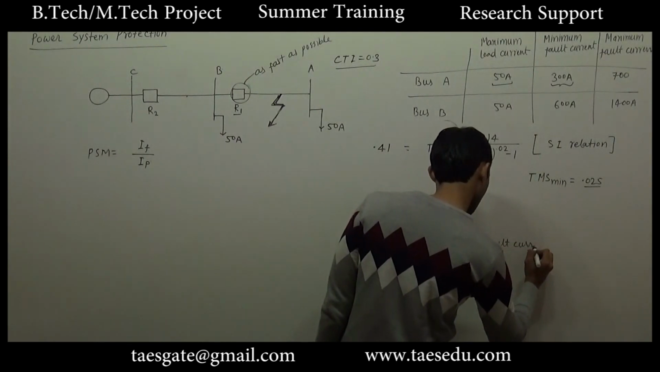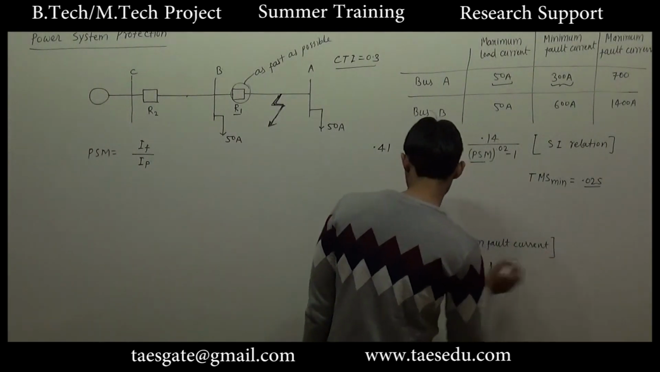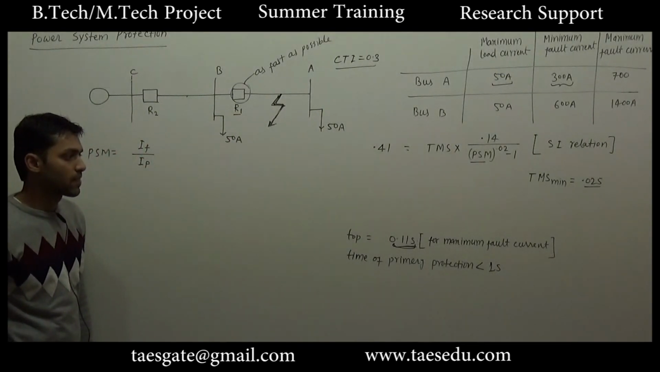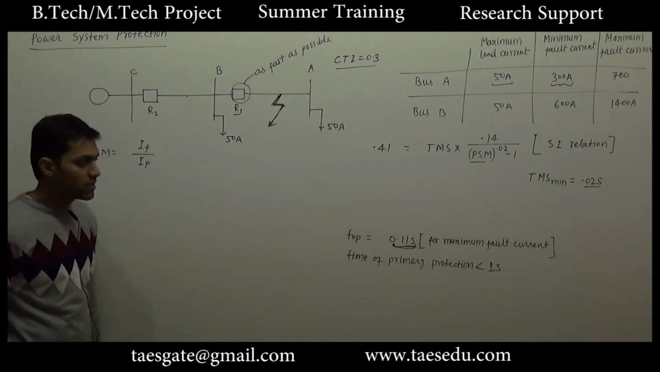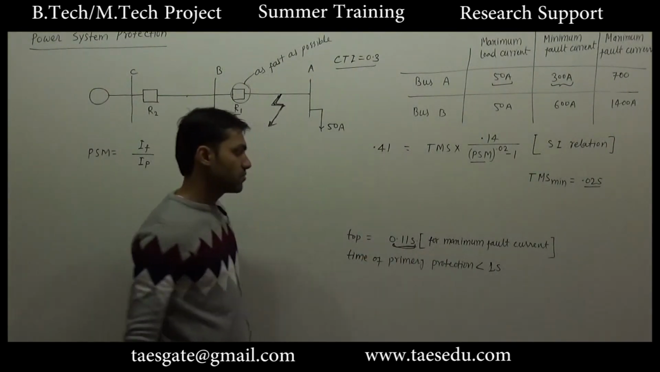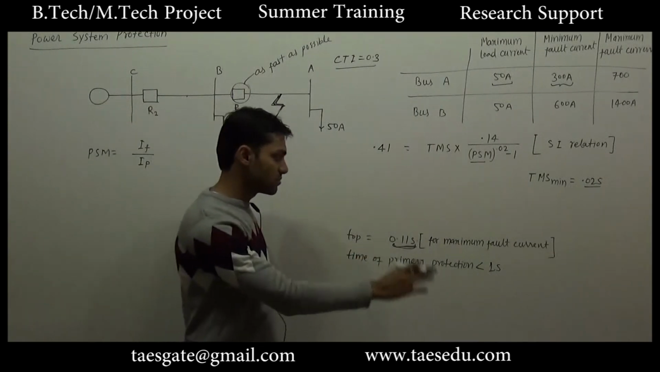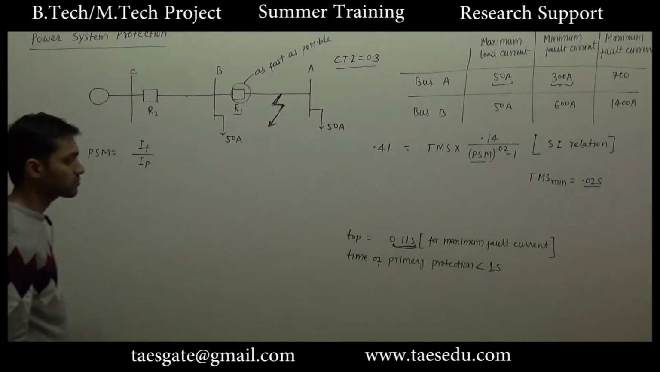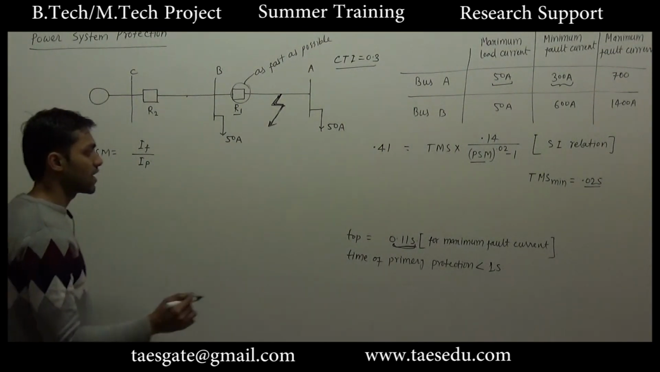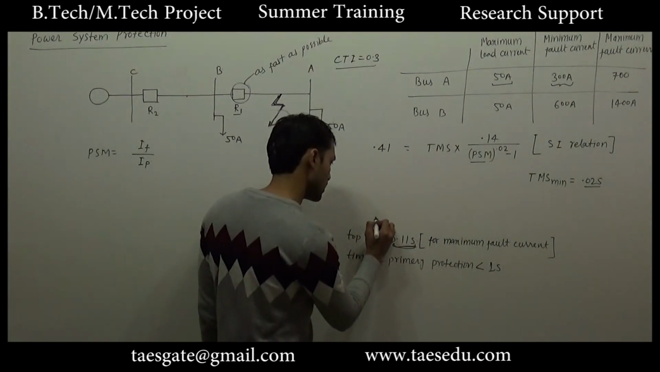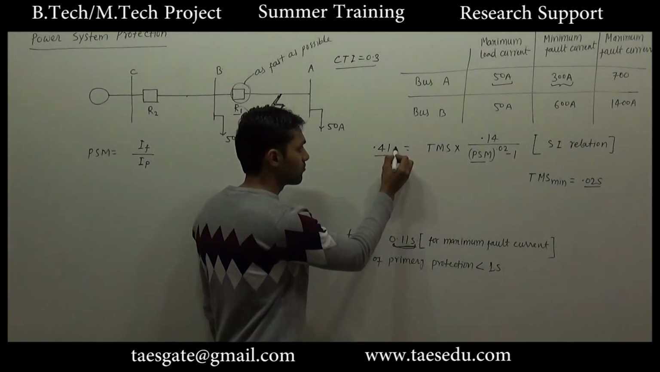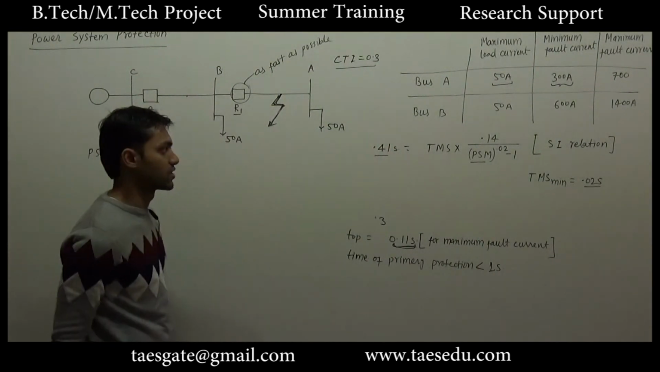This is for maximum fault current. For minimum fault current, the time of operation will be different, that we will calculate later. So what I am doing, I have calculated the operation time for primary protection for maximum fault current. And then I have set the coordination time interval 0.3 second. So the time of operation should be 0.41 second for remote protection.